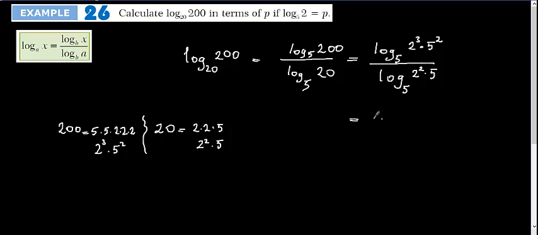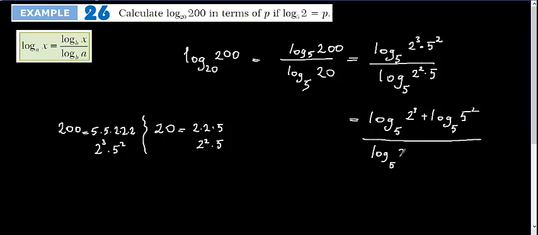be equal to logarithm base 5 of 2 cube plus logarithm base 5 of 5 square. Here there was a multiplication inside the main part. I separate them and it becomes like this, over logarithm base 5 of 2 square plus logarithm base 5 of 5.